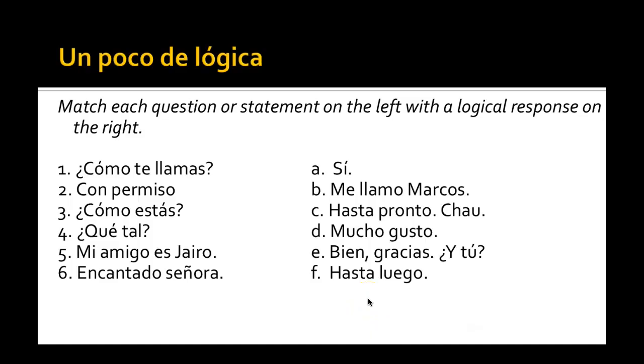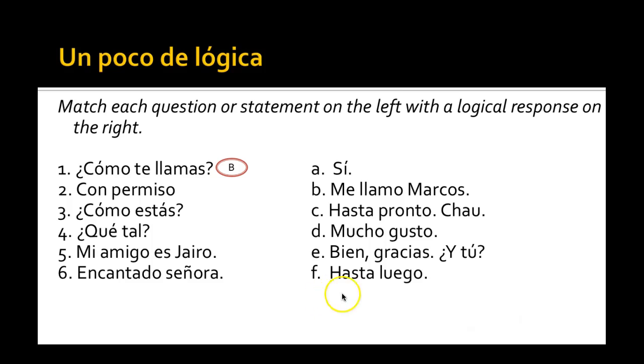So here, un poco de lógica. Let's match them up. So, lógica is a word that's called a cognate. We'll look at that another day with cognates. And so cognates are words that look similar in English and Español, and lógica looks like logic, and that's what it means. So here there's only one answer that will answer the question well, but the answers can be used more than once. So, ¿cómo te llamas? Which one would you choose? A, B, C, D, E, or F?